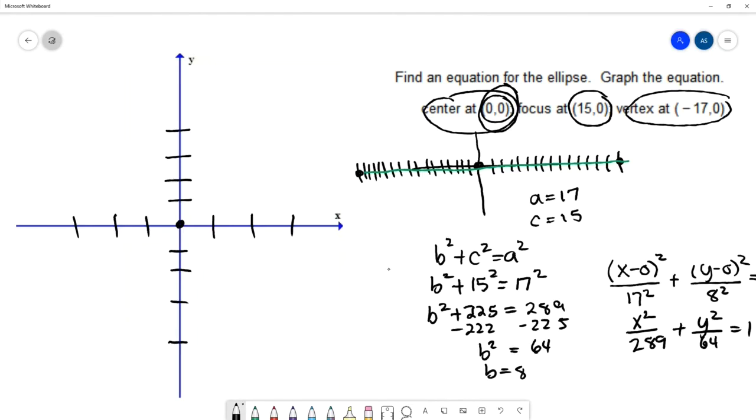So this is 15, 16, 17 would be about here. Then because B is 8, I'm going to go vertically 8, so just below the 10. And we can sketch the graph of our ellipse using those points.